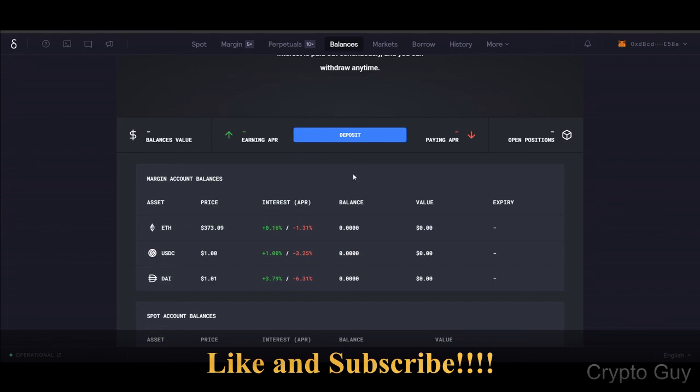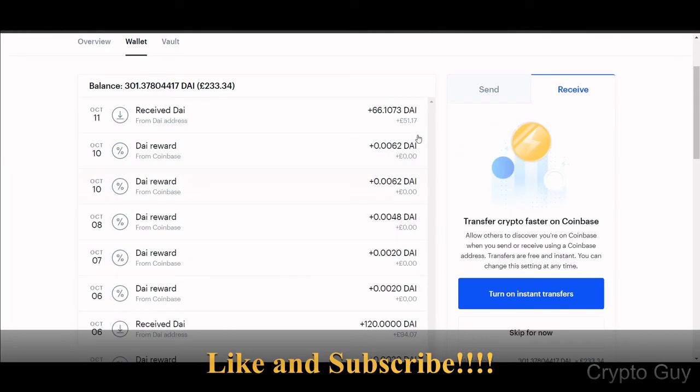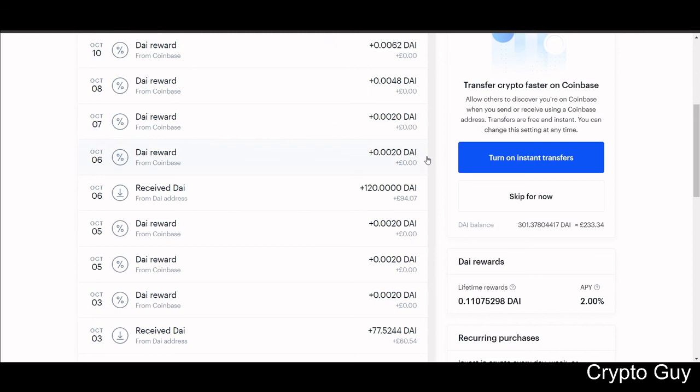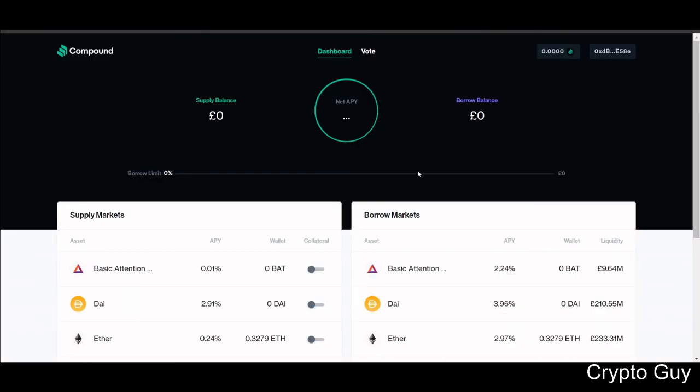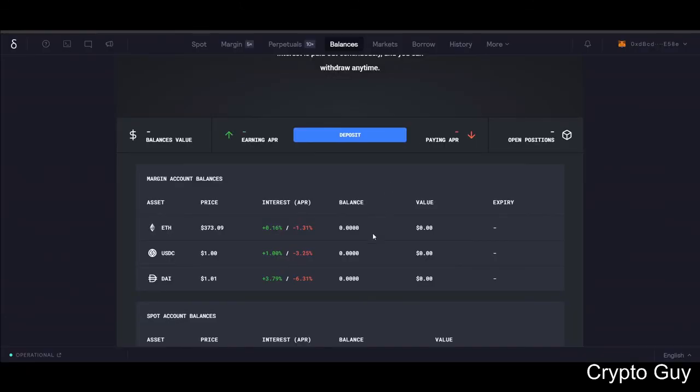So these are the three methods I am telling you about: you can just buy DAI, or swap from Ethereum to DAI, or from any token to DAI. Once you get it, you can invest it in Coinbase, which is the safest, but they give only 2%, or you can go to Compound, which is offering about 3%, or if you want more interest, almost 4%, then DYDX. So I think that's it for my video.